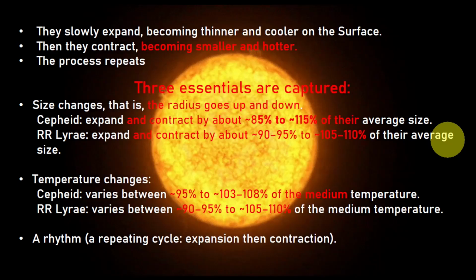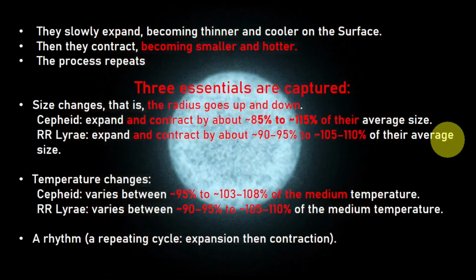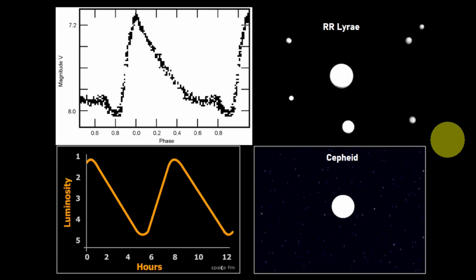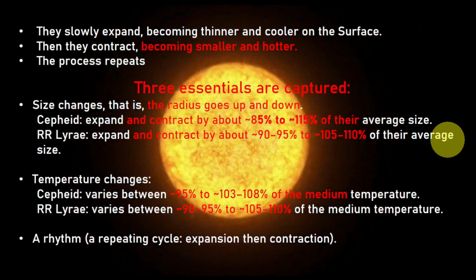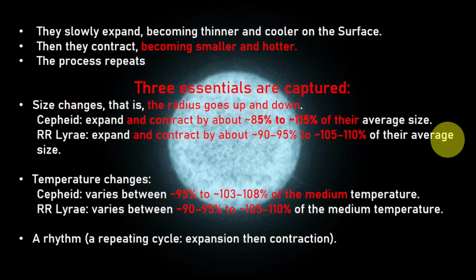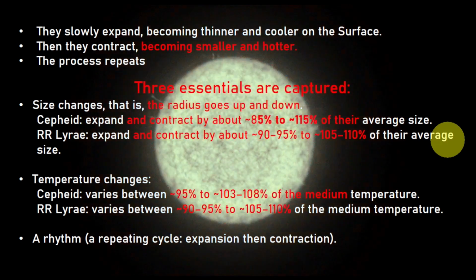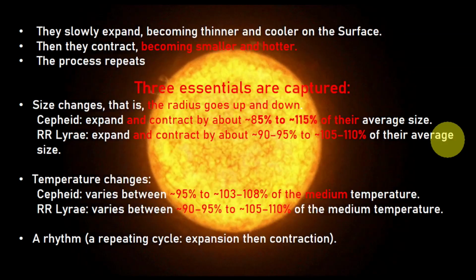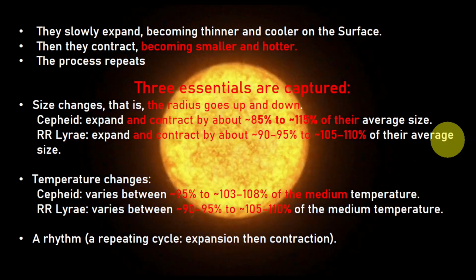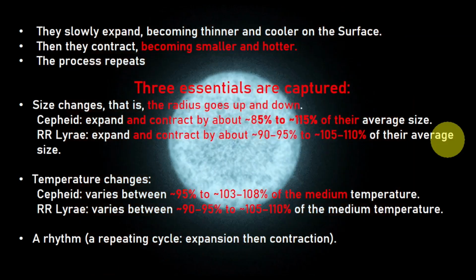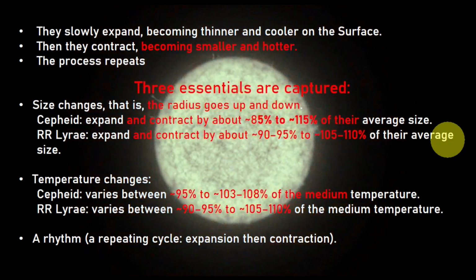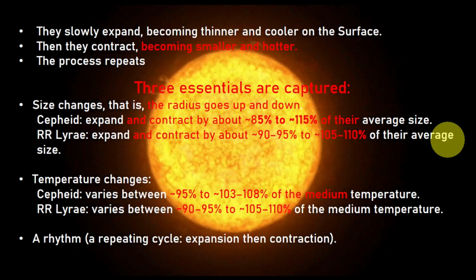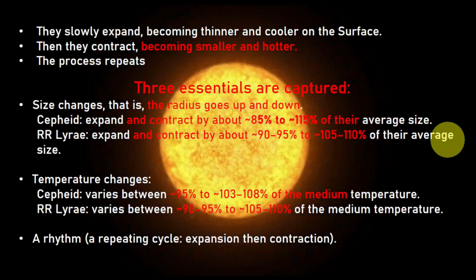If you look at that diagram, you can see that they slowly expand, becoming thinner. Imagine the situation as a balloon. When you inflate a balloon, it becomes thinner at the surface. So for the star, it becomes thinner and cooler on the surface. And when it contracts, it becomes smaller and hotter. Okay, and the process repeats.